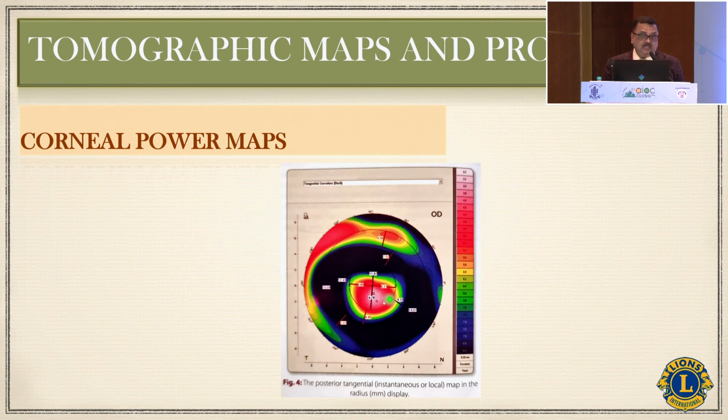this is posterior tangential in millimeters. I repeat, even the BAD ectasia score will not tell you the start of the keratoconus. This is the only map.